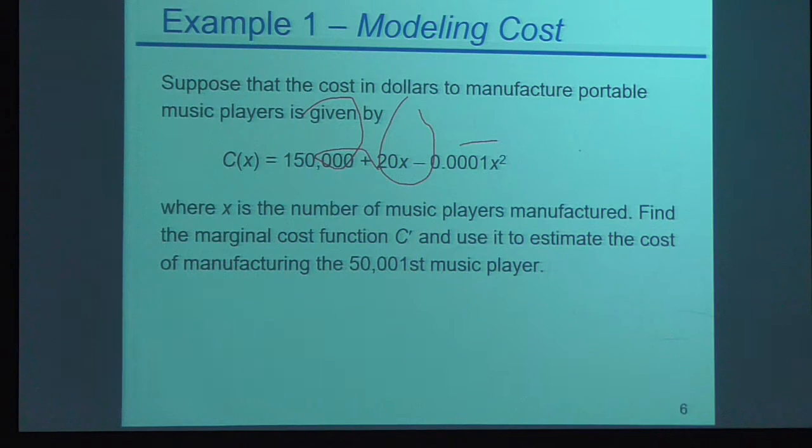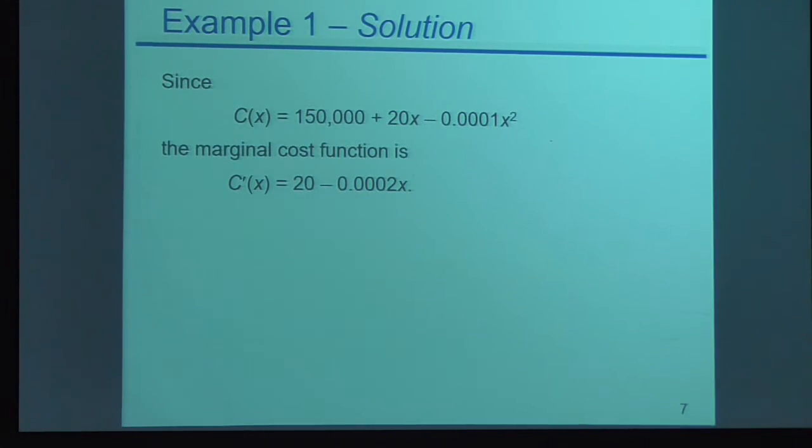So because this is not linear, then the marginal cost is not constant. That means the cost of producing one more element is different depending on whether you're producing the 10th element or the 100th element. Okay? So if it's the 10th element, you'll put 10 into 0.0002x. And if it's the 100th, you'll put 100 in there. So you're going to get different marginal costs. Okay? So there's the marginal cost function.